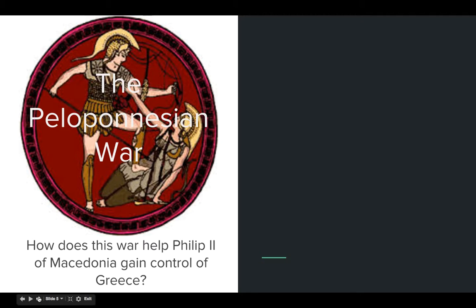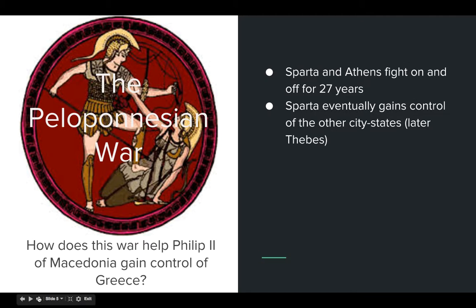So the Peloponnesian War, what you need to know about this is that this is a war between the two Greek city-states of Sparta and Athens, and they fight on and off for 27 years. Now, of course, there were other city-states involved in this, but these are the two main players that we'll be referring to. What eventually happens is that Sparta gains control of the other city-states. Thebes comes along later on to take control, but for all intents and purposes, we need to know that Sparta really was the winner of the Peloponnesian War between them and Athens.